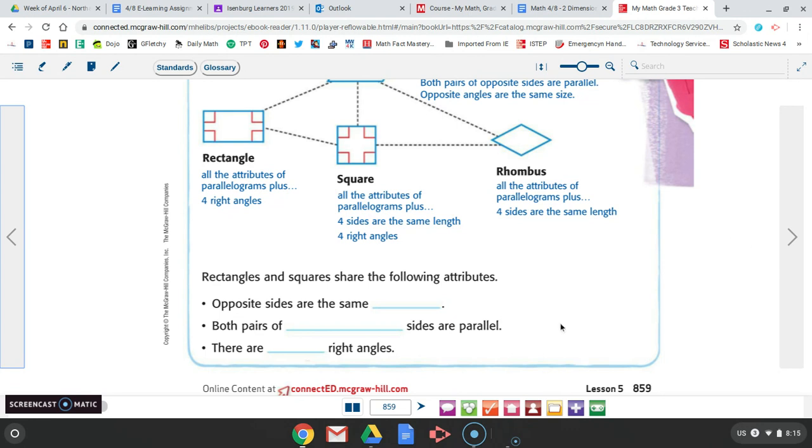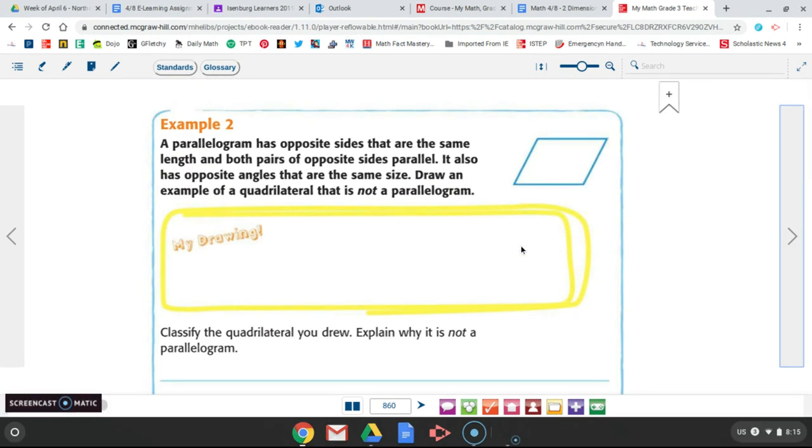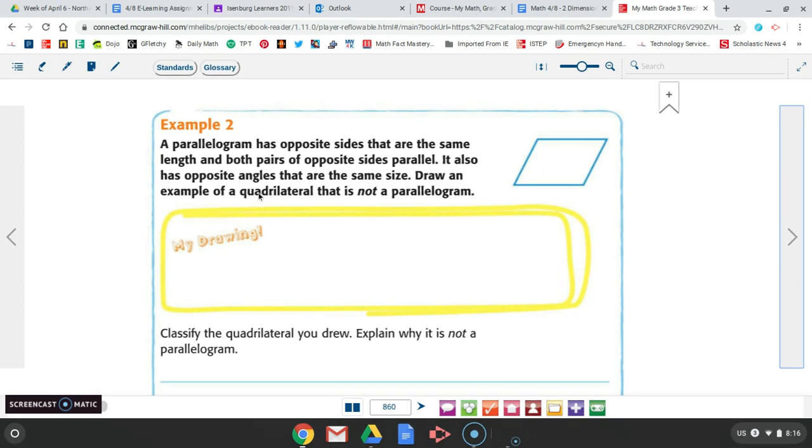Okay, so we can use these attributes to compare and contrast our shapes. Go ahead and turn to page 900. And up at the top, it says a parallelogram has opposite sides that are the same length and both pairs of opposite sides parallel. It also has opposite angles that are the same size. Draw an example of a quadrilateral that is not a parallelogram. So we want a shape that's not going to fit these rules. So we can just pick a rule and break it, and then that automatically makes the shape not a parallelogram.